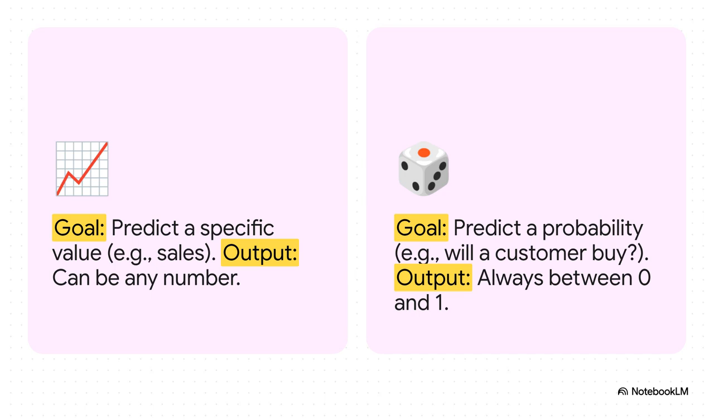The machine we've been building so far uses linear regression. Its job is to predict any number on a scale. But to predict a probability, a number that absolutely has to be squeezed somewhere between 0% and 100%, we need a different type of model. And that's called logistic regression.